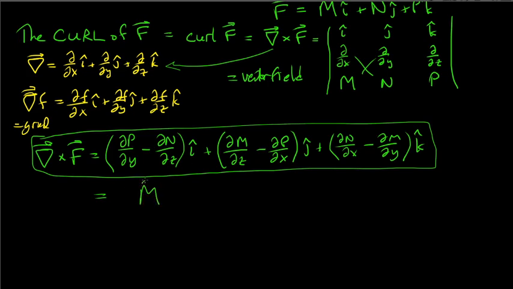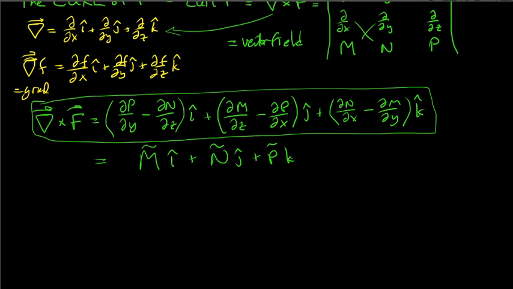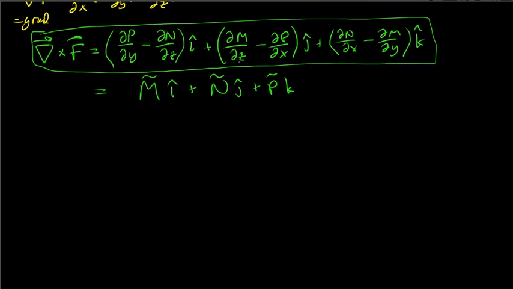So I'll call it M twiddle i plus N twiddle j plus P twiddle k. Not the same N, not the same P as this one. Obviously, they're going to be different here. So you get a vector field. That's the point. So let's just do an example.